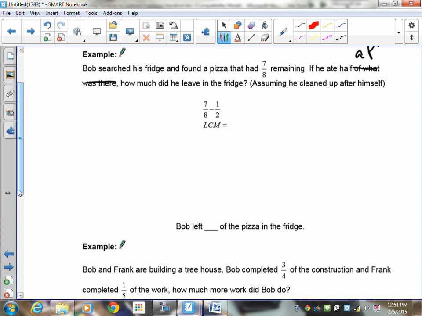So we have to find our lowest common denominator. We're going to stick with multiplication. So cross multiplying. So 8 times 2 is 16. Sorry, back up here a little bit. I'm getting ahead of myself. I'm going to be doing a denominator of 16. So there's my denominators. 7 times 2 is 14. 1 times 8 is 8.